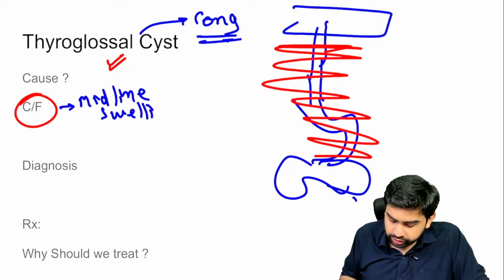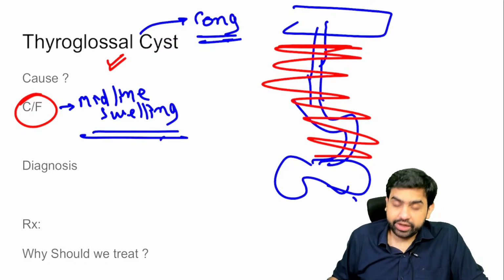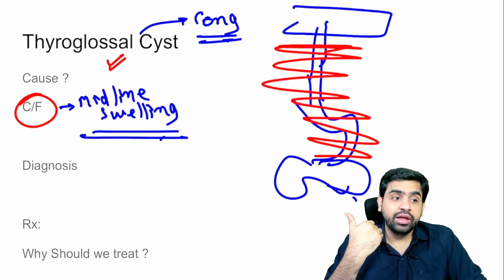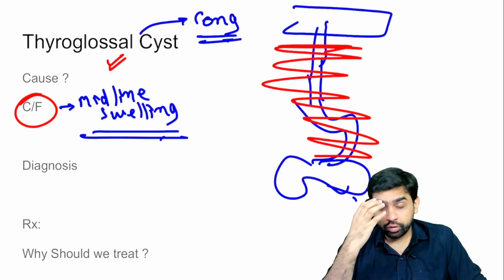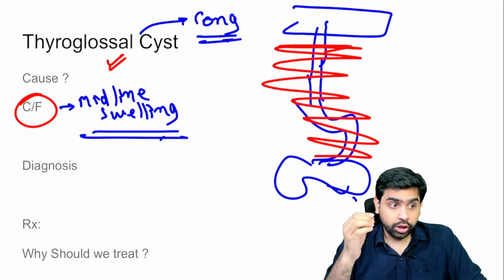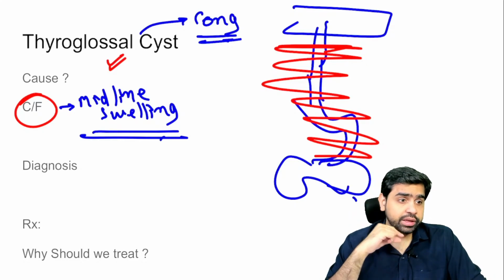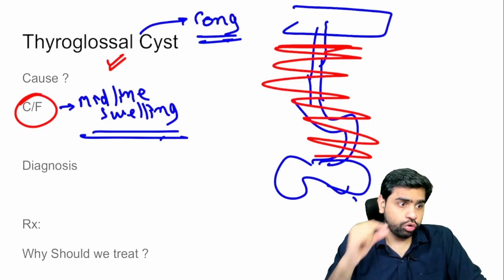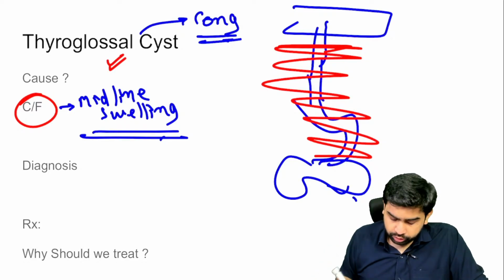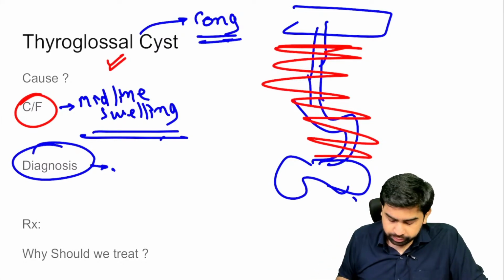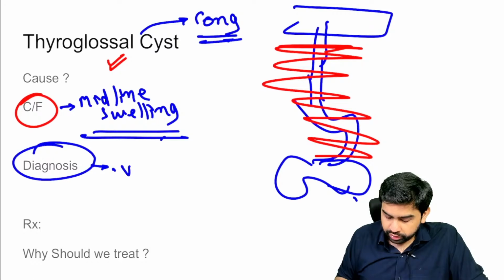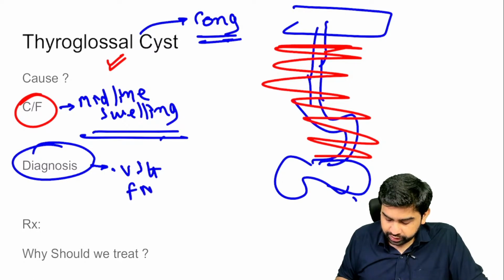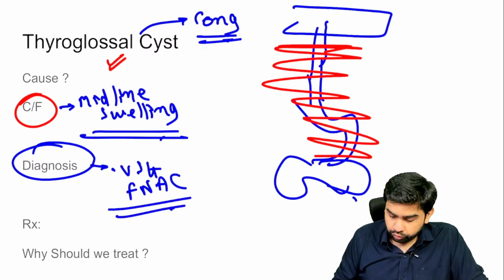What you need to understand about this midline swelling is that it is going to move with deglutition and with protrusion of the tongue. Okay, right. Now what about the diagnosis over here? Diagnosis is obviously clinical, then you can use an ultrasound or FNAC and everything.